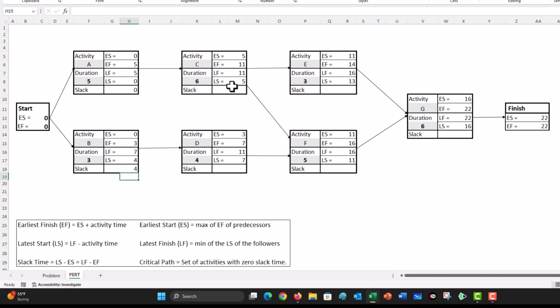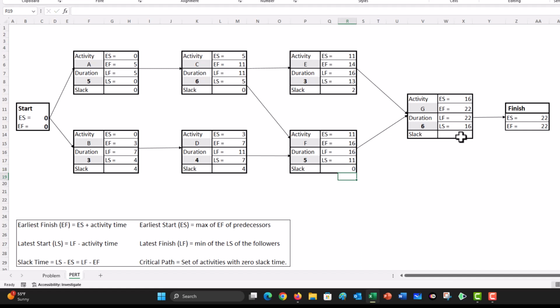We go to activity C. The latest start time is 5. The earliest start time is 5, so the slack is 0. We go to activity D. The latest start time is 7. The earliest start time is 3, so the slack is 4. We go to activity E. The latest start time is 13. The earliest start time is 11, so the slack is 2. We go to activity F. The latest start is 11. Earliest start is 11, so the slack is 0.